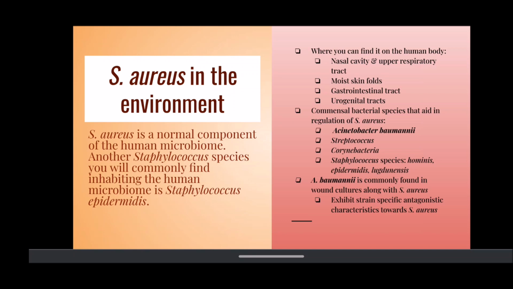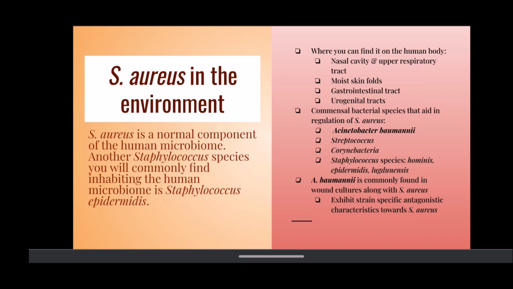It is found in the environment and is a normal component of the human microbiome. Among other Staphylococcus species, one of note and one primarily found within the microbiome is going to be Staphylococcus epidermidis, where you will find Staph aureus within and on the human body would be in the nasal cavity and upper respiratory tract, moist skin folds, the gastrointestinal tract, and the urogenital tracts.